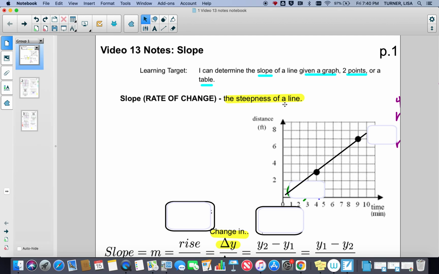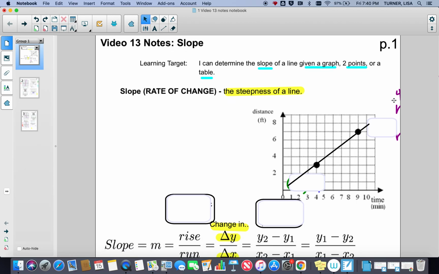Ideally, let's highlight this: the steepness of a line, how steep a line is. So if you could just draw a line with your pencil here between these 2 points. Doesn't have to be perfect. So I want to know how steep it is, not how long it is, but how much it's slanting. All right, and there's a couple ways to do that.